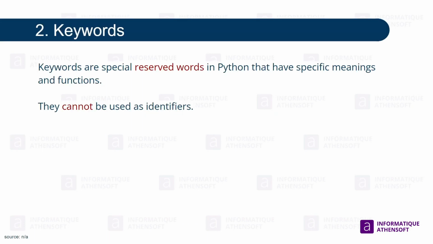Introduction. Keywords are special reserved words in Python that have specific meanings and functions. They cannot be used as identifiers, meaning you can't use them as names for variables, functions, or any other identifiers.